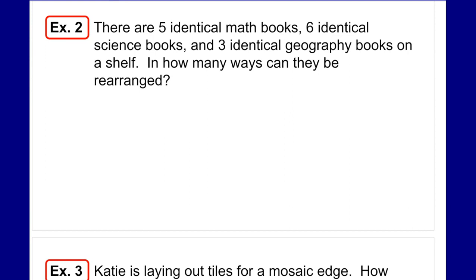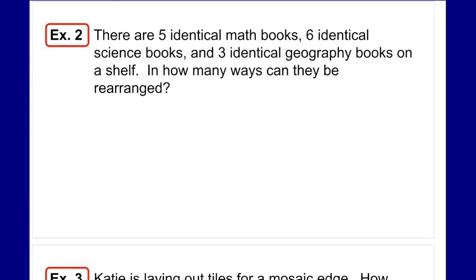So the next example. 5 identical math textbooks, 6 identical science books, and 3 identical geography books are on a shelf. How many ways can they be rearranged? Again, we want to think of a couple of things. One, because we want to know how many ways they can be rearranged, we are looking at an order. Basically, how many ways can we order these books?